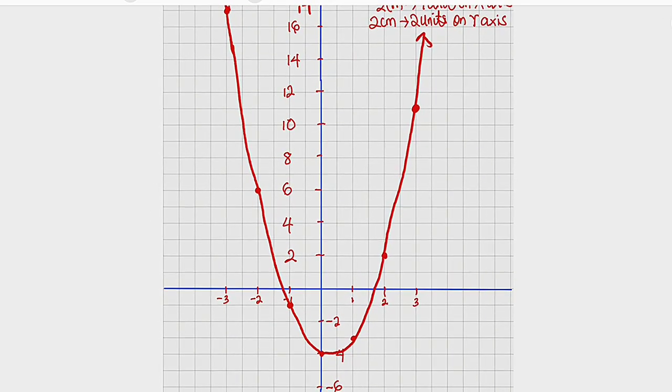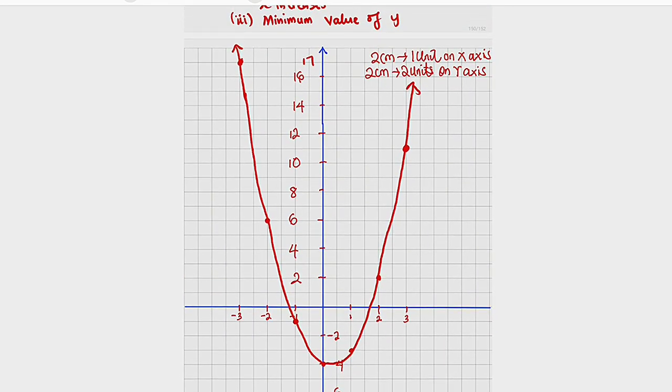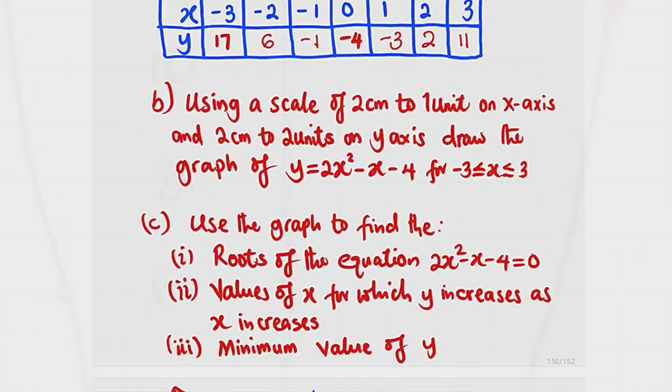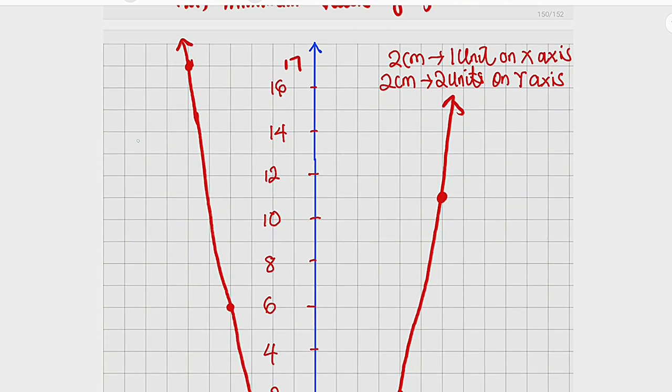All right, you can now see the graph of this function, y equals 2x squared minus x minus 4. Then moving to the C part, it stated that using the graph, so you are not asked to calculate anything, you should use the graph. We are asked to find the roots of the equation 2x squared minus x minus 4 equals 0. So we want to find the values of x exactly where the curve crosses the x-axis. That is C1. Remember that this is B.